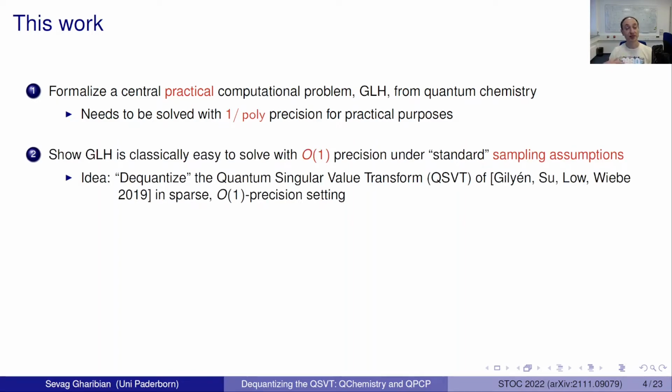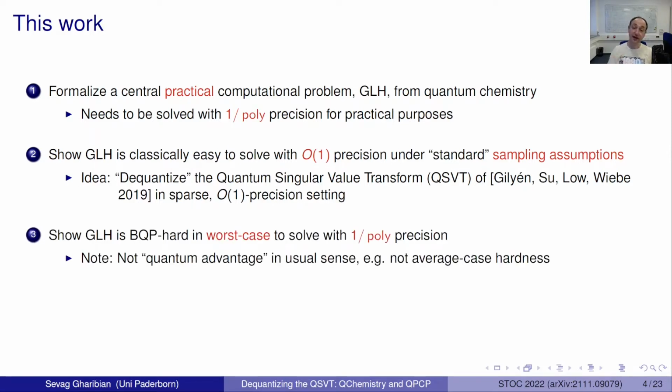Having defined GLH, the next thing we'll do is show that this problem is actually easy to solve classically if, number one, you only care about constant precision, and number two, you assume these standard sampling assumptions are available in your computational model. The way we do this is essentially we dequantize the so-called quantum singular value transform in the setting of sparse matrices and constant precision.